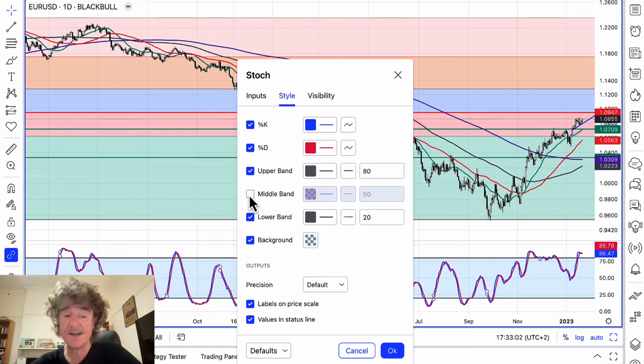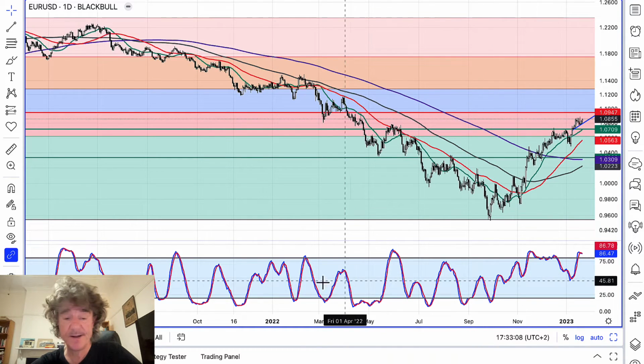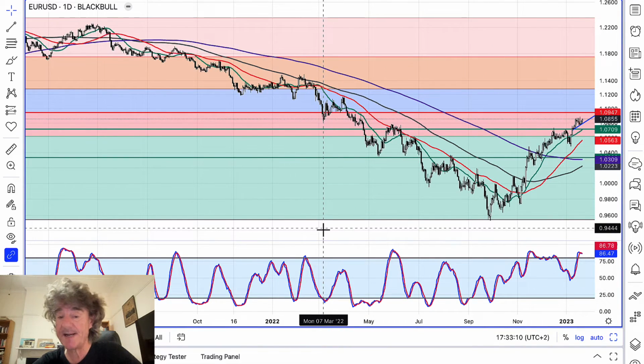to remove that. So I've got a nice clean chart there with this sort of wavy line, stochastic, rather than a squiggly, bumpy sort of line. And you can see visually it's just quite easy.